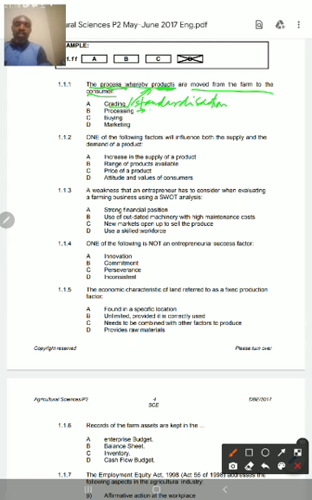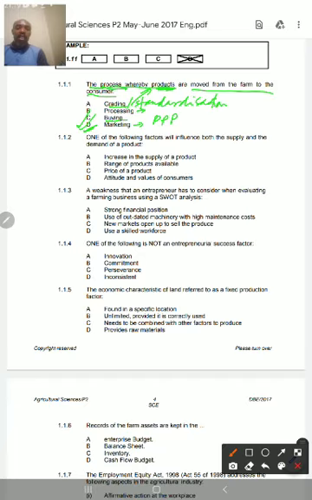So when a product is changed from raw to a usable commodity, that is processing. Buying is the exchange of products for cash, and marketing involves all the activities from production, planning of production, pricing, and promotion. When you're talking about the marketing chain, you're talking about everything from the production point to the consumption point. So definitely the correct answer is marketing.